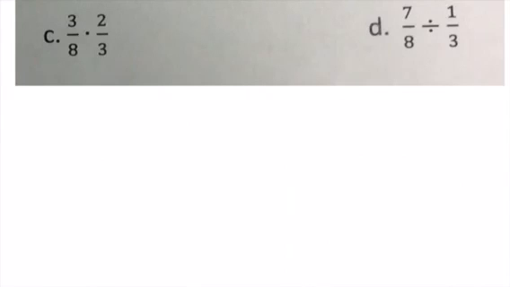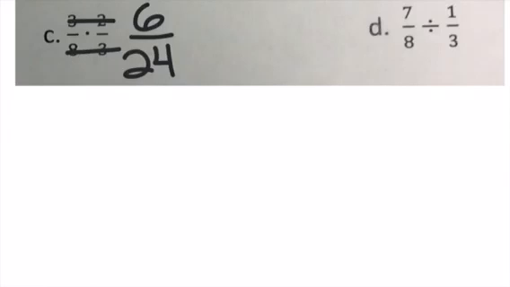The next two fractions in number 7 are multiplication and division. So multiplication you should be like cheering about because it's so easy. I have 3/8 times 2/3. I multiply straight across. 3 times 2 gives me 6. 8 times 3 gives me 24. Now this might be the tricky part. You need to simplify your answer.